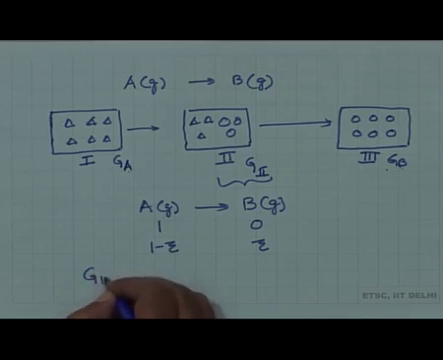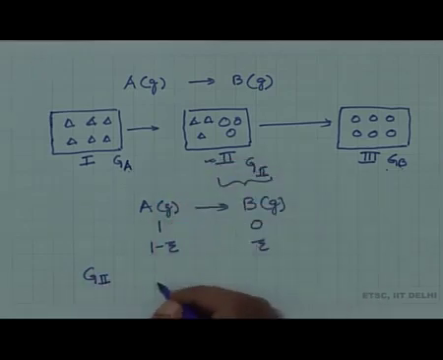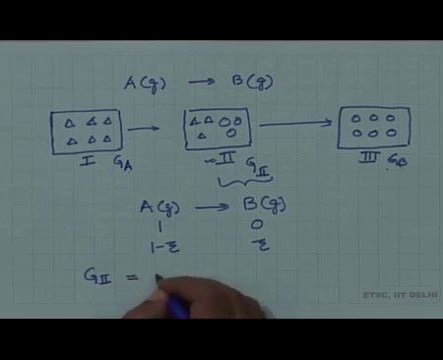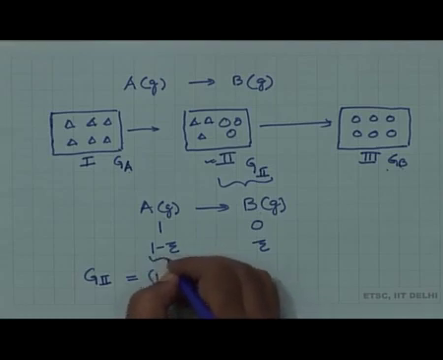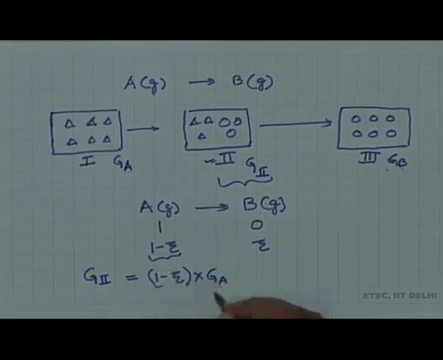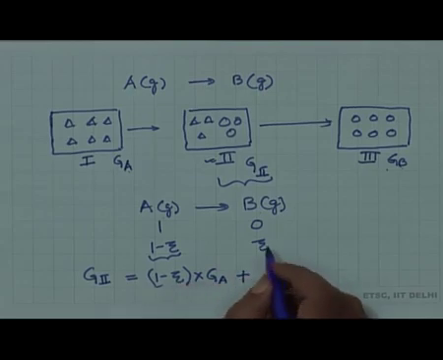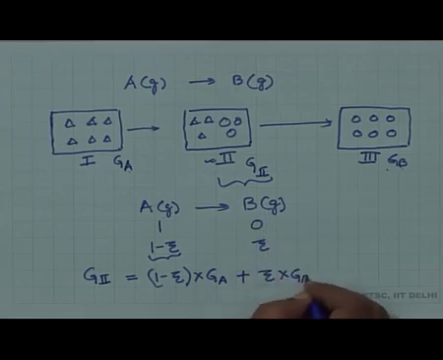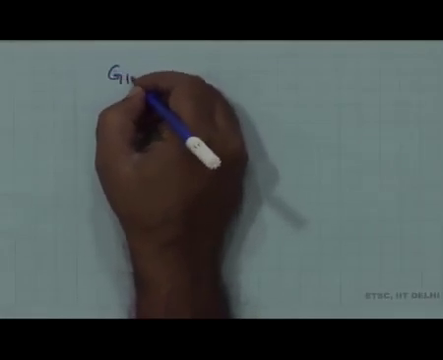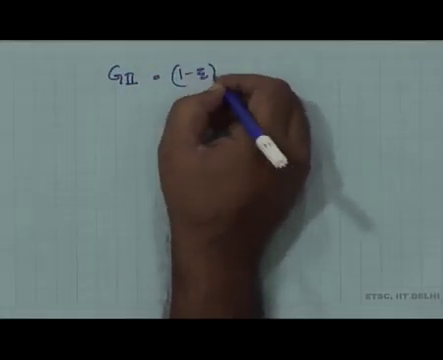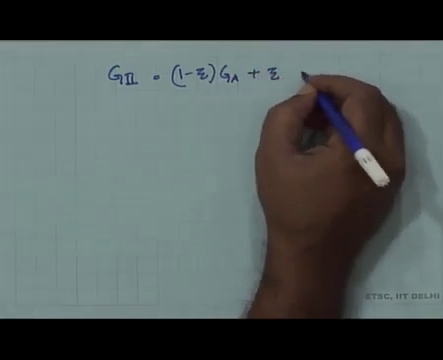So, G of state 2 will be equal to 1 minus E multiplied by G of A. Since there are 1 minus E mole of A in the mixture, we can simply multiply G A by 1 minus E, and plus, now in the mixture we have E mole of B, so we have E into G B. So, G 2 is equal to 1 minus E into G A plus E into G B.